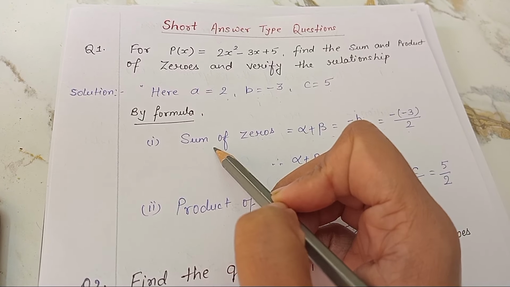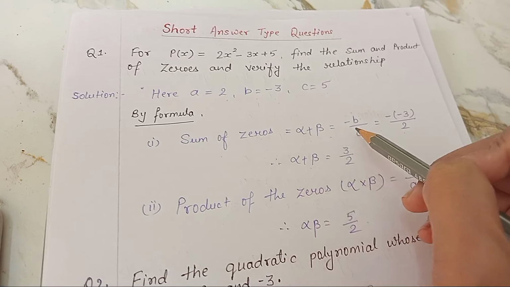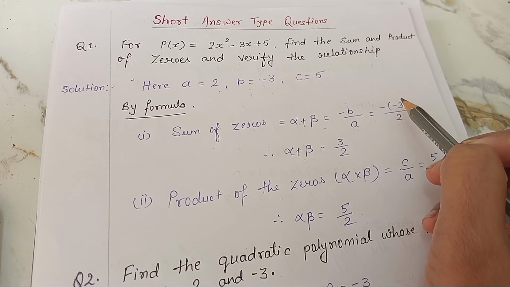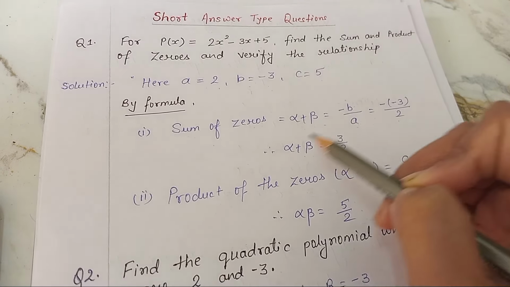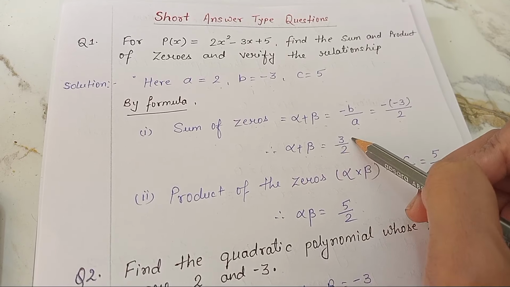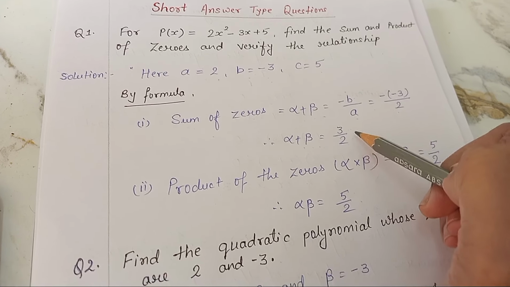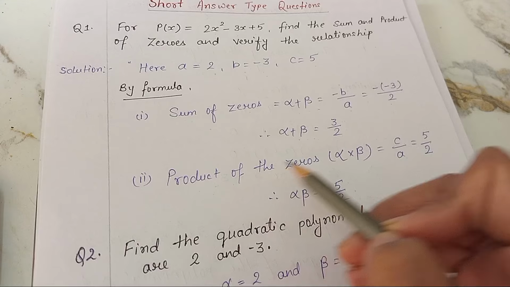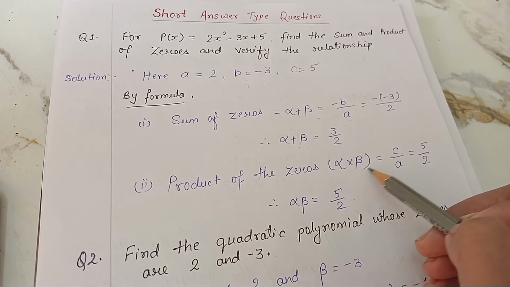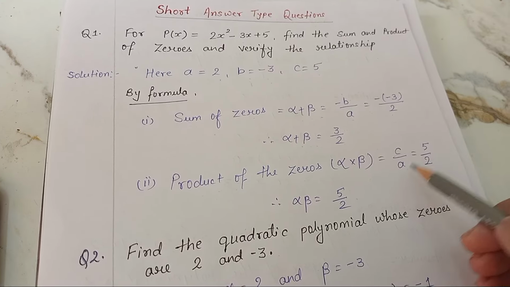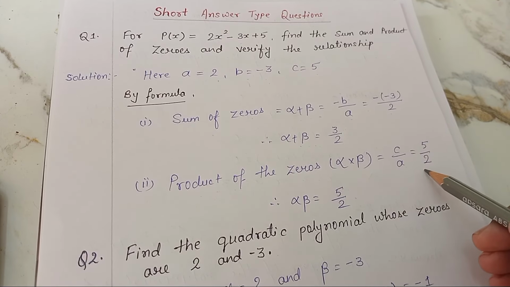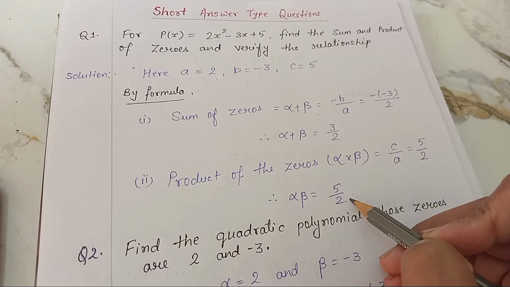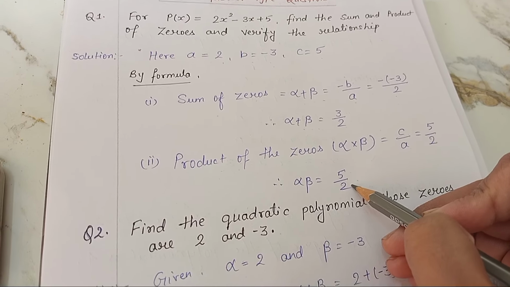According to the formula, sum of zeros is equal to -b/a. Put the value of -b and a. So therefore, alpha + beta = 3/2. Again, according to the formula, product of the zeros, alpha·beta, is equal to c/a. Put the value of c and a. So therefore, alpha·beta = 5/2.